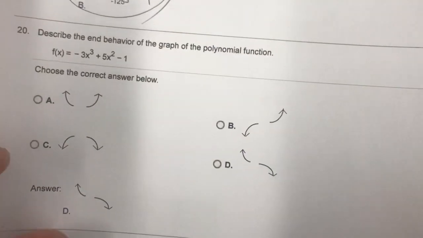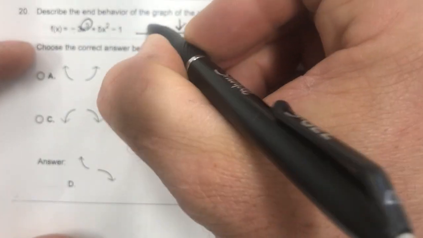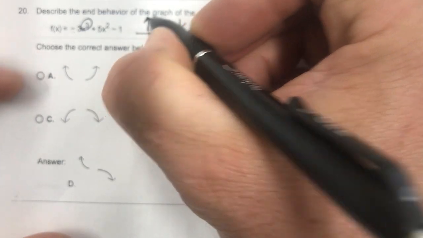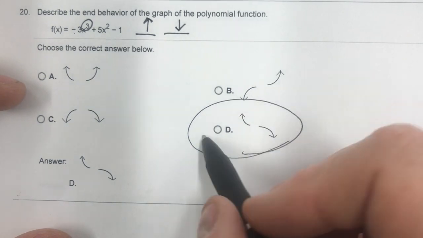Okay, here you go. The end behavior here. All right, so since it's negative, the right side's going down. Since it's an odd power, the left side does the opposite, so it's going up. So, looks like D here. Yep.